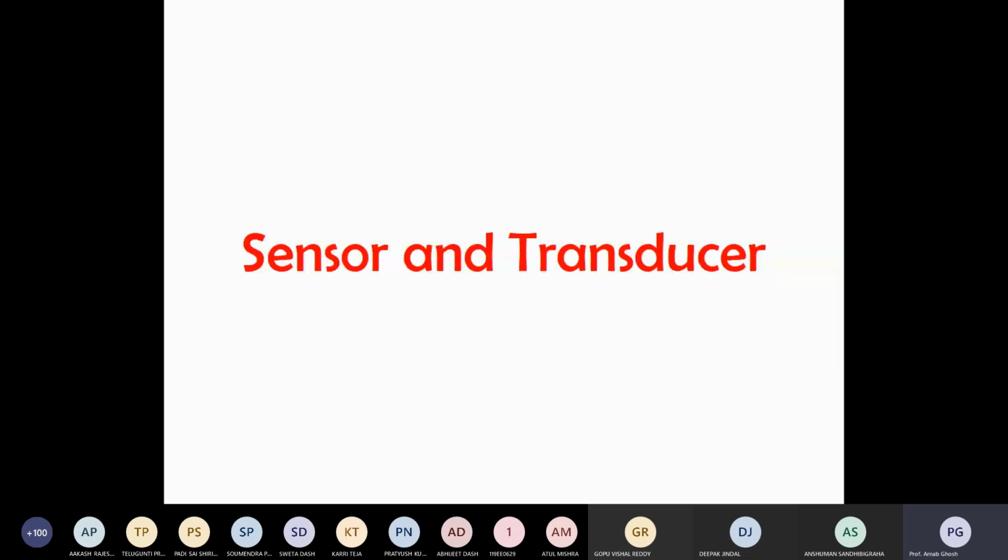First we have to know what a sensor is and what a transducer is, and then we need to know the importance of this subject: why we are so focused on sensors and transducers, and how they are going to be implemented.